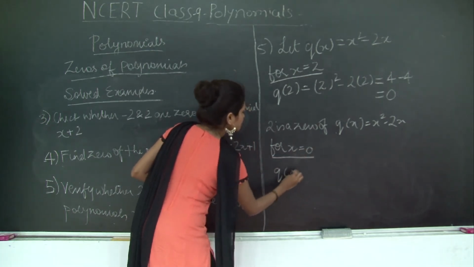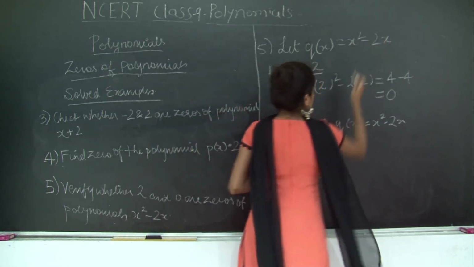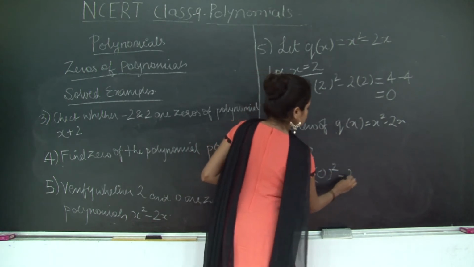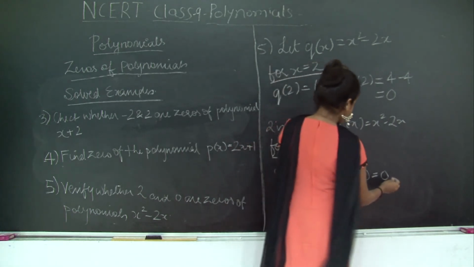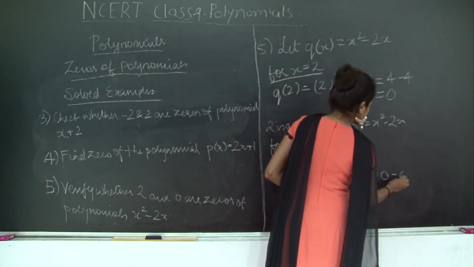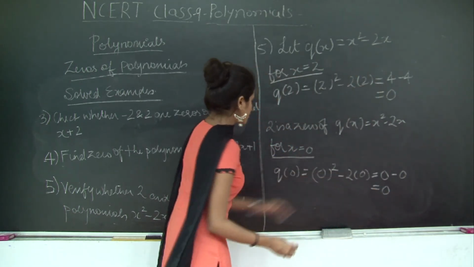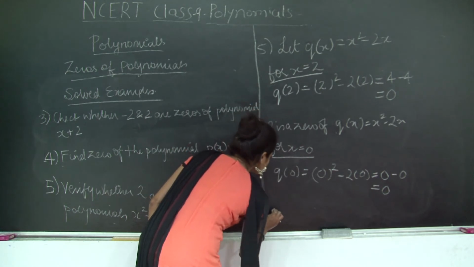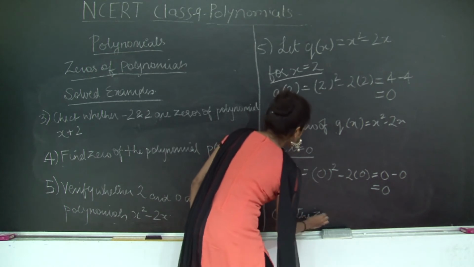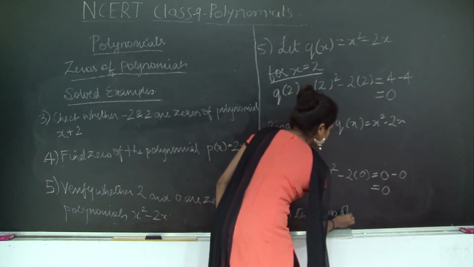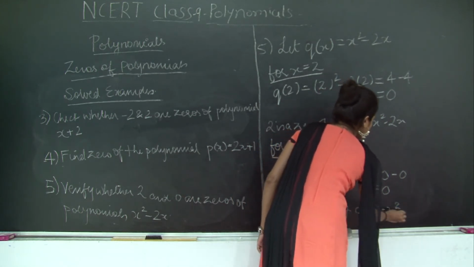Now let's check for x is equal to 0. q(0) is, I am substituting only in places of x, so 0 square minus 2 into 0. 0 square is 0, minus 2 into 0 is 0. So 0 minus 0 is again 0. Therefore you got your q(0) as 0. Therefore, 0 is the zero of q(x) is equal to x square minus 2x.